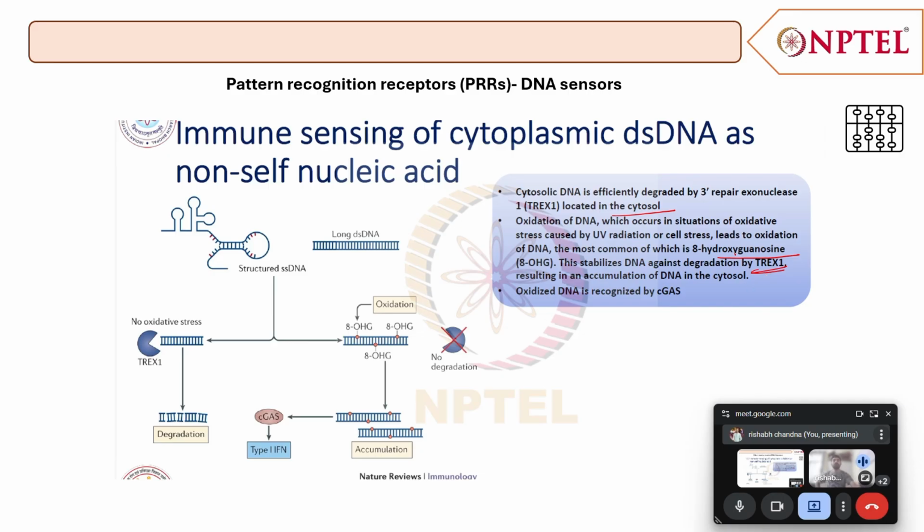Okay, so the cGAS system that we last discussed in the last slide, this oxidized DNA is recognized by the cGAS system. Whenever there is a high amount of oxidation stress inside the cell, the guanosine in the DNA is oxidized to 8-hydroxyguanosine. So this is because of the oxidation.